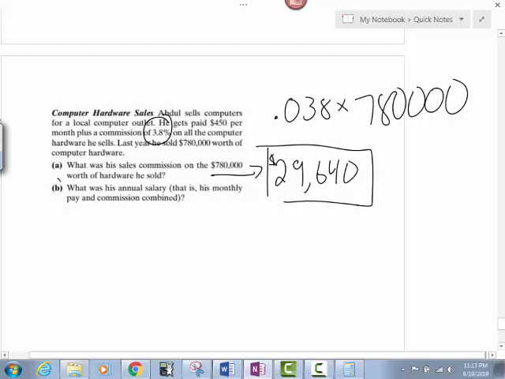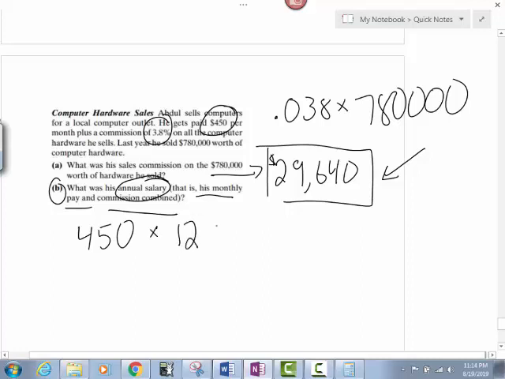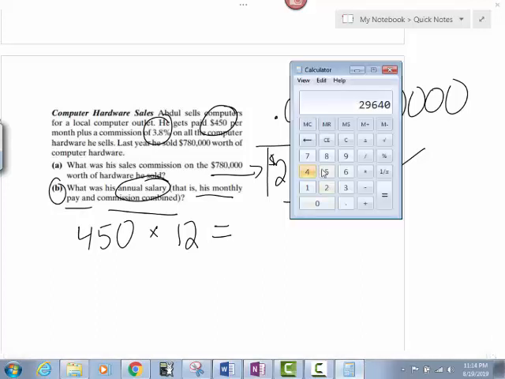Okay, now part B says, what is his annual salary? That is his monthly pay and commission combined. Okay, so this is how much money he made the entire year on his sales. But remember, he also gets $450 a month. So we want to figure out his annual salary. That's telling me how much he's going to make in a year. So the first thing I'm going to do is take that number 450. That's per month. Well, we know there's 12 months in a year. So let's take 450 times 12. That gives us 5,400.